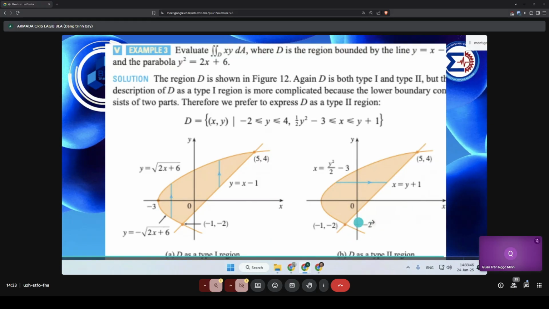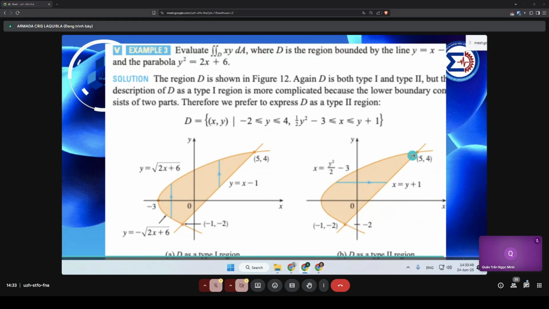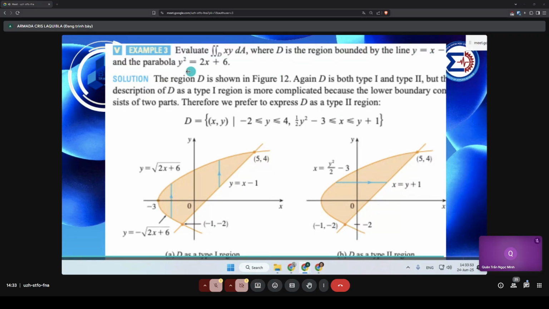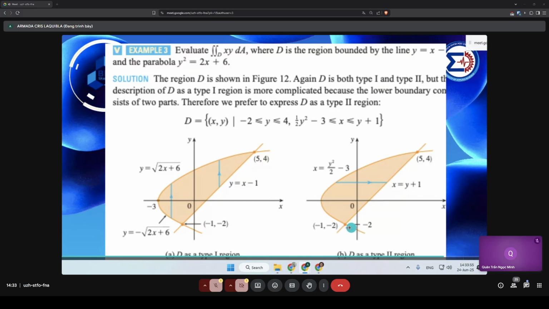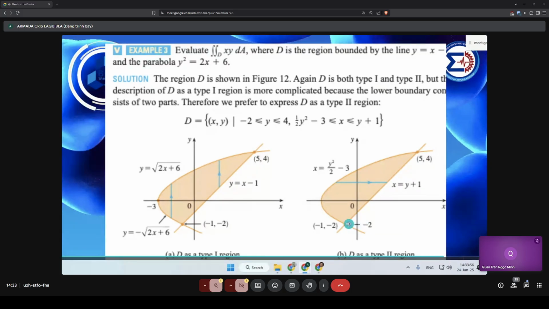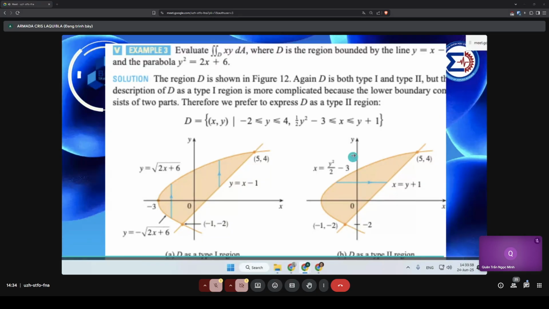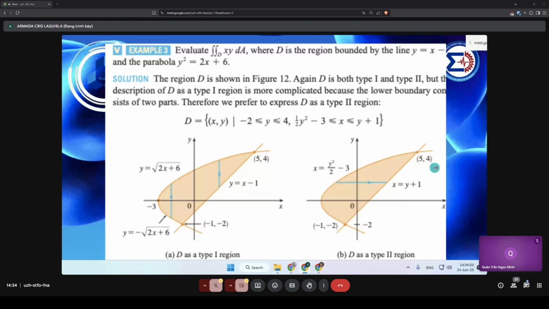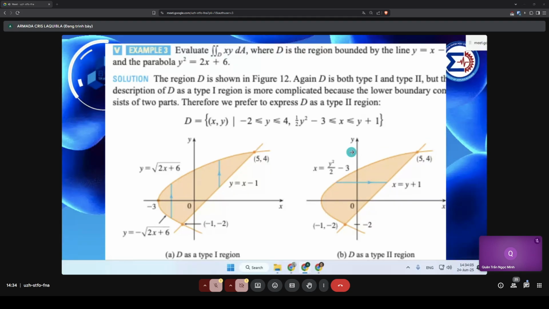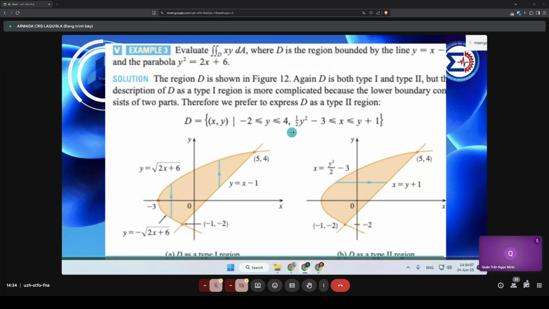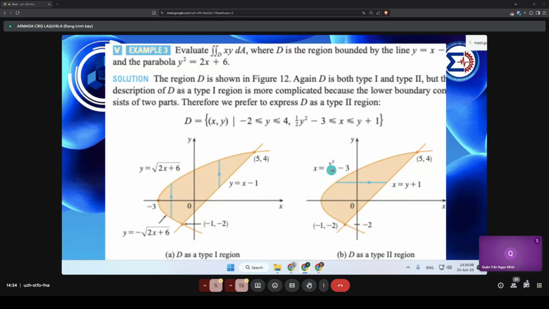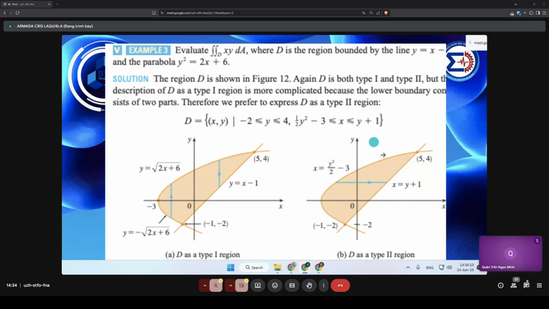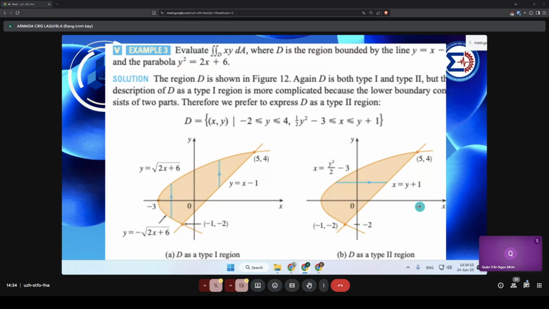So as you can see in the graph, this is the intersection and this is the intersection. If you will graph the two, okay? So here, your y value starts here, negative 2. Going here on top, it stops with the 4. So your y is from negative 2 to 4. And your x is between this one, y squared over 2 minus 3 here, and y plus 1.